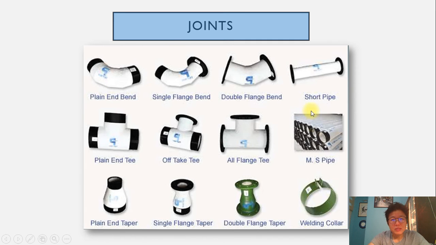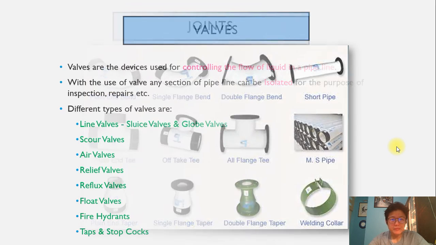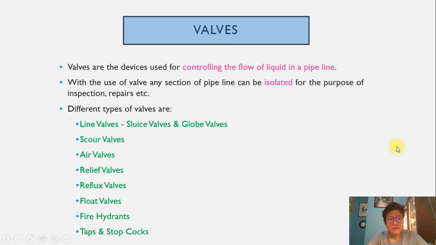And the elbows and so on and so forth, okay? And the valves, all right. What are valves? Injab, okay? They are devices that are used for controlling the flow of fluid, liquid in the pipeline, because in this case we are talking about water, right? And with the use of valves, any section of the pipeline can be isolated for the purpose of inspection, repairs, and so on and so forth.